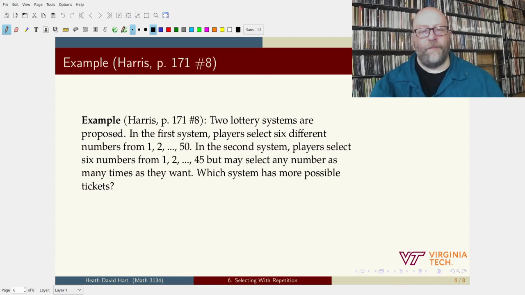Two lottery systems are proposed. In the first system, players select 6 different numbers from 1 to 50. In the second system, players select 6 numbers from 1 to 45, but may select any number as many times as they want. And so this one has repetition. Okay? So let's look at the first system, sorry.